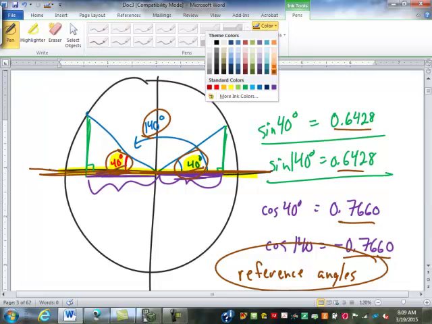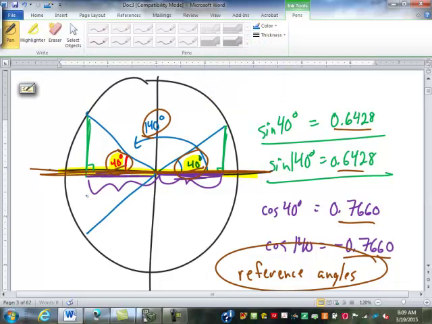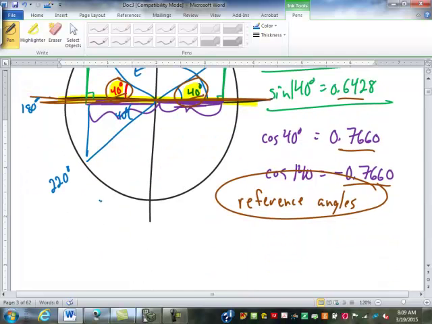Are there any other angles on here that would have the same reference angle? Yeah, I could go 40 degrees this way. What would that be? Well, this is 180 plus 40. That would make this 220 degrees, right? Just for fun, on your calculators. Come on. Sine of 220 degrees. Negative 0.6428. Cosine of 220 degrees.